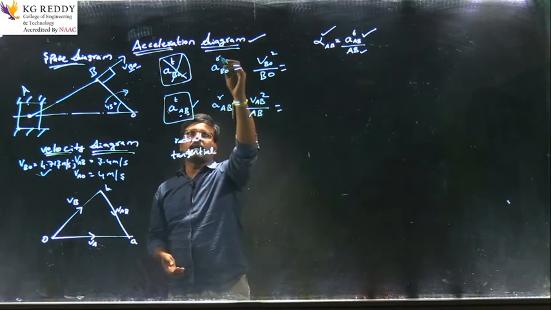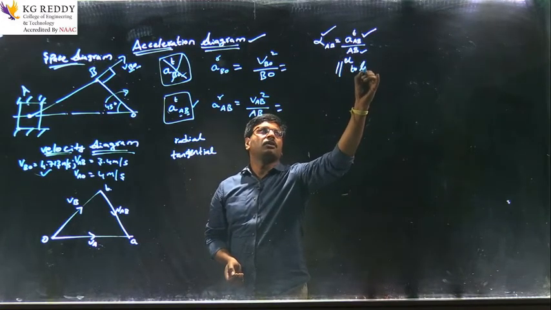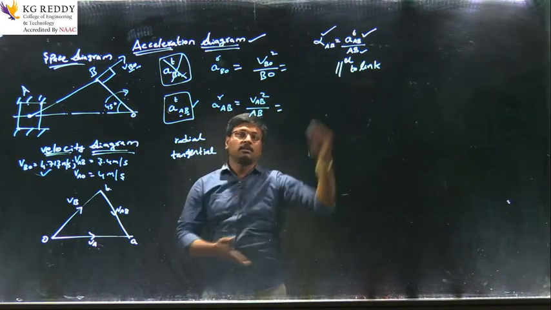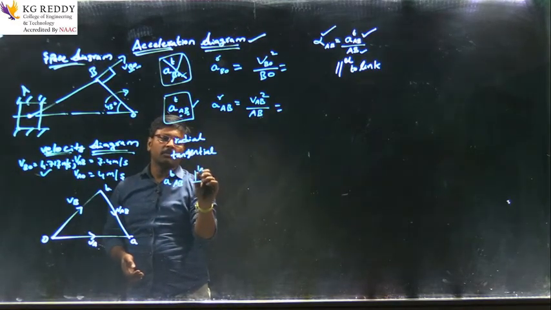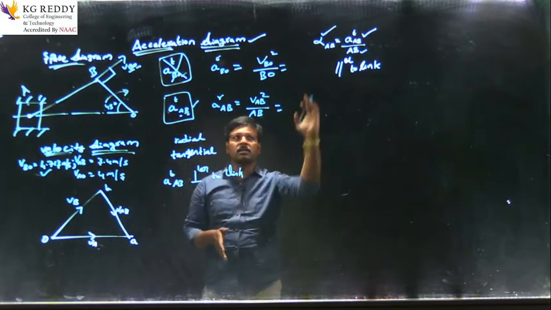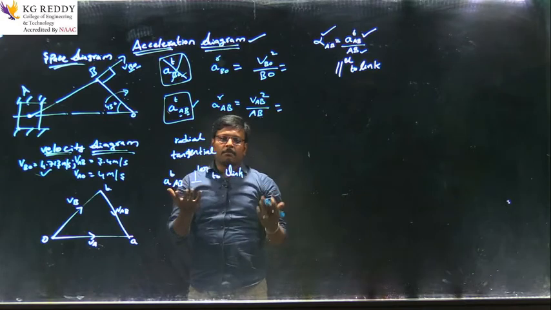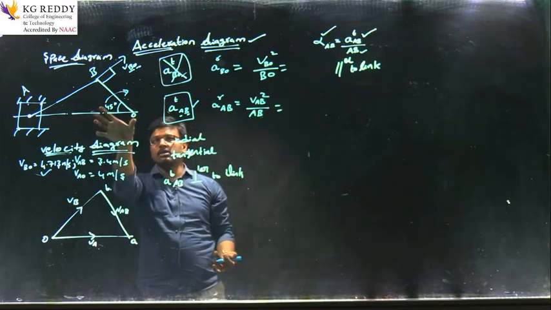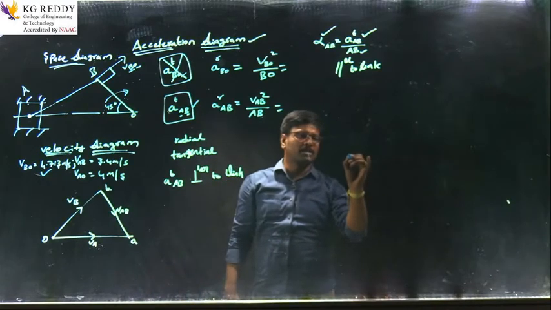The radial component is parallel to the link, and the tangential component is perpendicular to the link. So the directions we have to take are like this: the radial component is parallel and the tangential component is perpendicular. We have to consider a point anywhere in space, because O is a fixed link, a fixed point. Somewhere we have to take O.